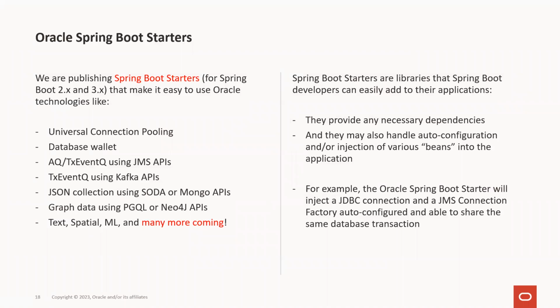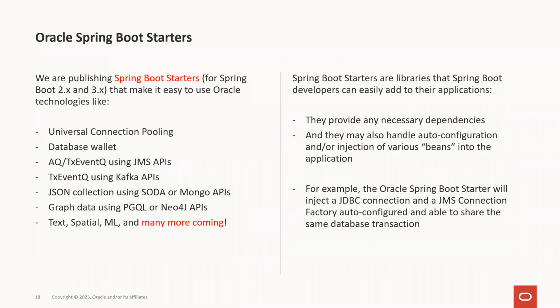We've created them, for example, for universal connection pooling and database wallet, for advanced queuing or transactional event queues using the JMS APIs. And we're basically rolling out a bunch of these starters for all of the different technologies and APIs in the database to make it easy for people to use Oracle from Spring Boot. We're doing the starters for both Spring Boot 2 and Spring Boot 3, and we'll keep rolling out more things until we have complete coverage. We're working on the Kafka API to transactional event queuing.